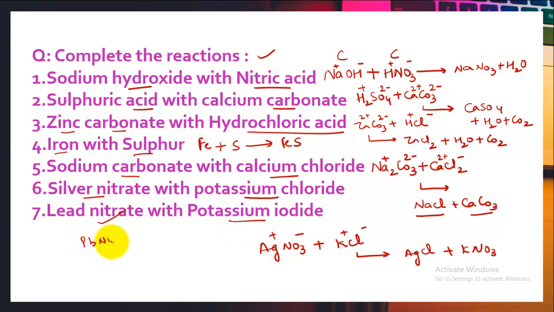Another reaction is the lead nitrate with potassium iodide. Lead nitrate is Pb(NO3)2, potassium iodide is KI. Let's write their valencies: lead is 2 positive, NO3 is negative, potassium is positive and iodine is negative. When they interchange their ions, it will form lead iodide, which is yellow in color. It is a precipitate and we get potassium nitrate.